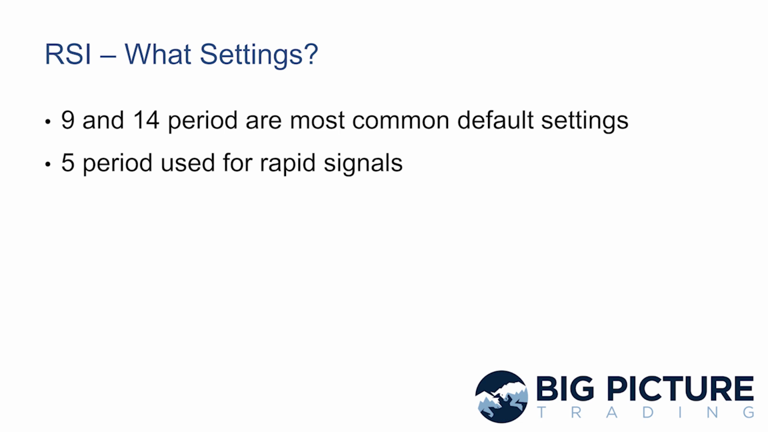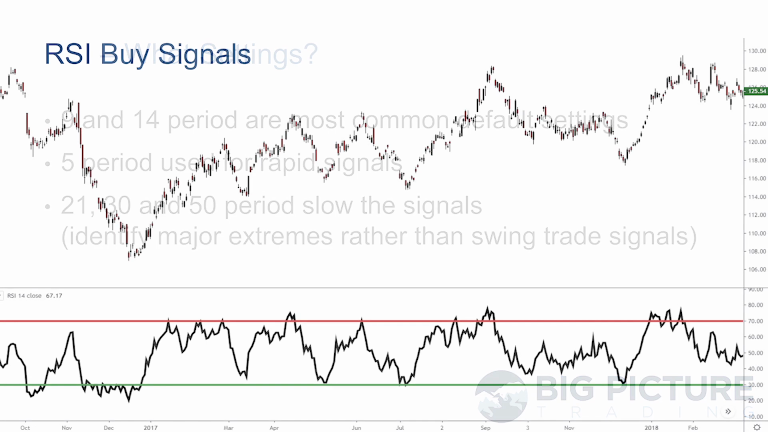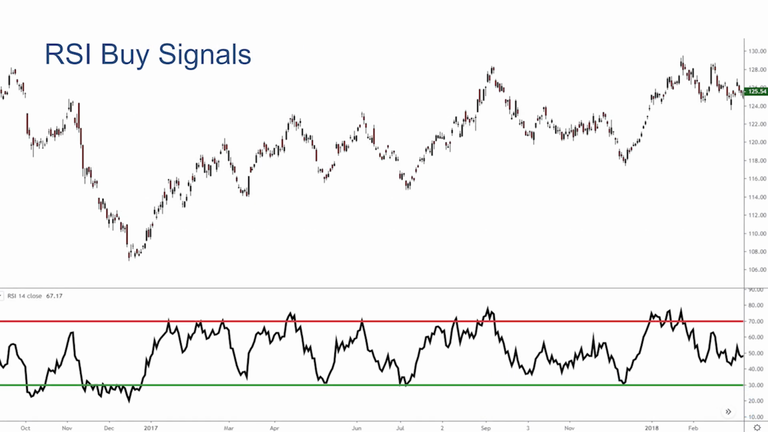They only want major turning points, major periods where the market is incredibly overbought or incredibly oversold, and therefore by adding a larger sample size, it's harder for the price to get overbought or oversold without there being a significant market push to do that. So using the 14-period default setting, I wanted to just simply circle the buy signals, and then in the next slide we'll look at the sell signals.